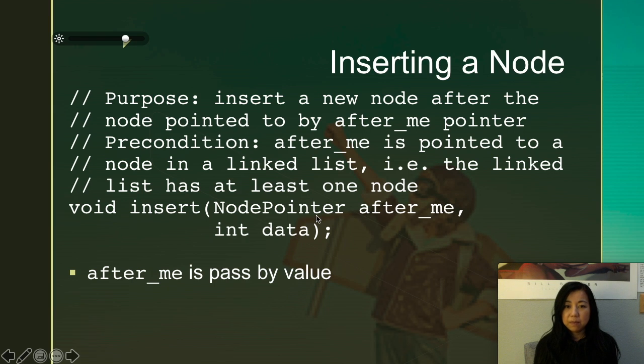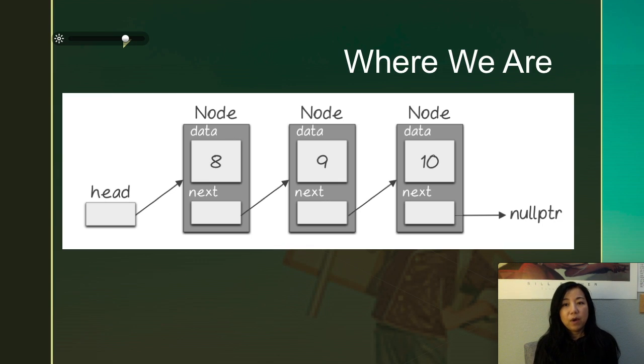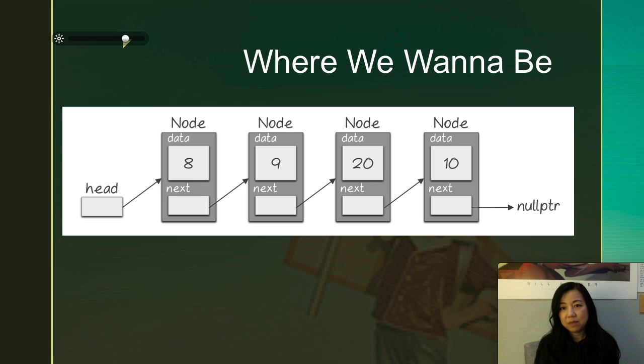After me is passed by value because it's just a pointer that points to the node that I want to insert after, and so that particular pointer is not going to change even though the node that is pointed to by it would be changed. Where are we? We are at 8, 9, 10 again, let's say, and we want to be able to say, hey, I want to add 20, a node that has a value 20, after the node that has a 9.